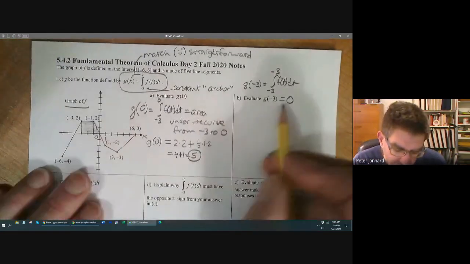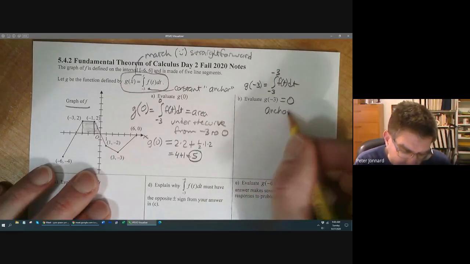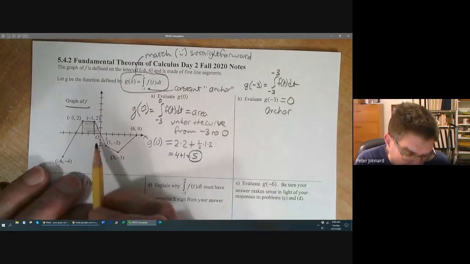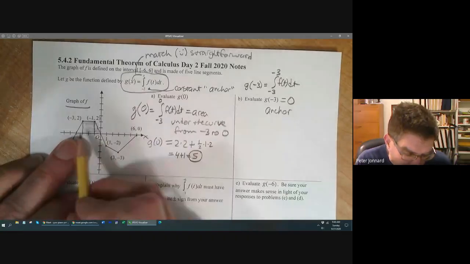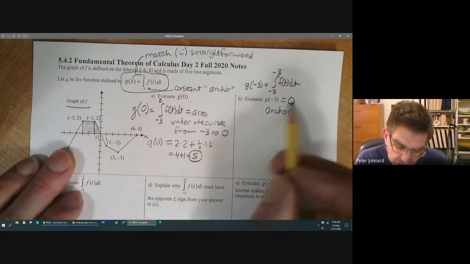All right, I already talked about g of -3. We did that here. This is the anchor of this problem, and if you start integrating at -3 and then you go to -3, there's no chance for any finite area to happen there. And so this is just simply 0.